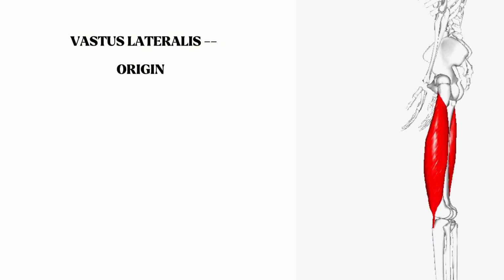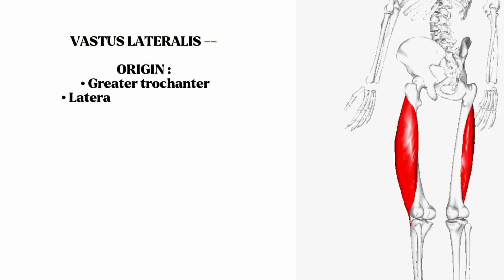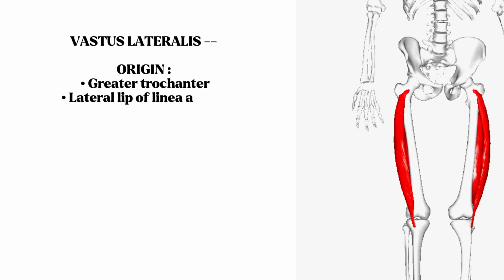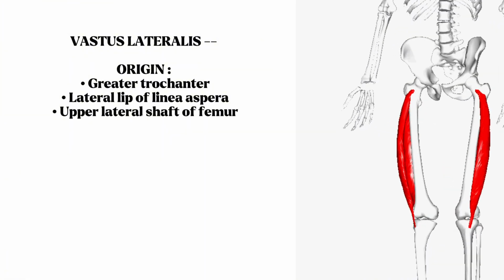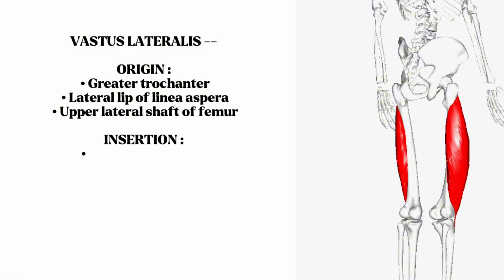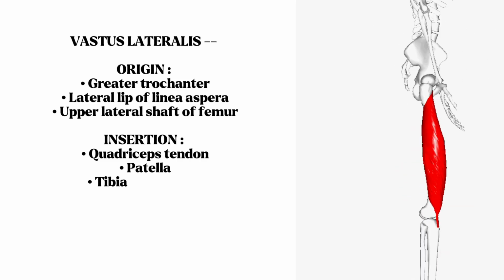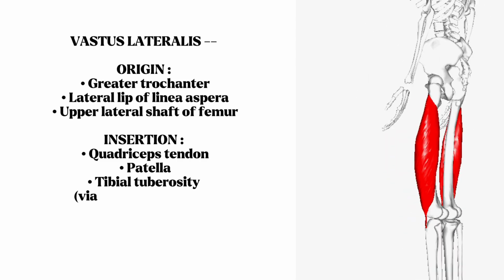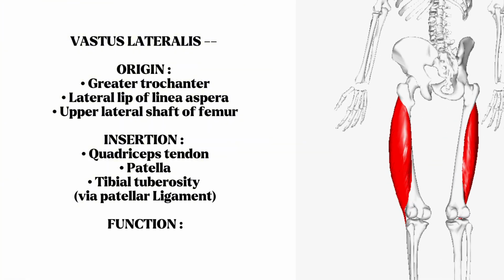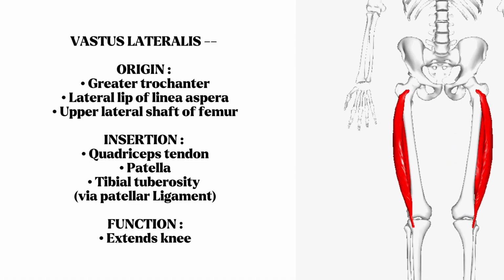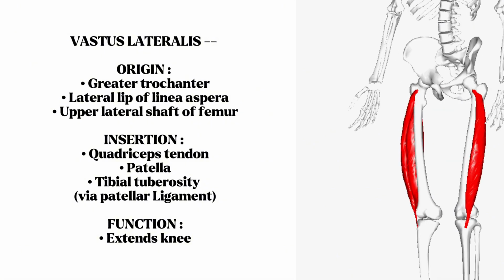So it originates from lateral side of femur. For example, from the greater trochanter of femur, from the lateral lip of linea aspera. And you know about its insertion that it's common, all four muscles insert on tibial tuberosity via the quadricep tendon. One more thing I want to tell, the function of quadriceps femoris muscle is to extend the knee. Either it is rectus femoris, vastus lateralis, vastus medialis, or vastus intermedius, the function is same, that is knee extension.